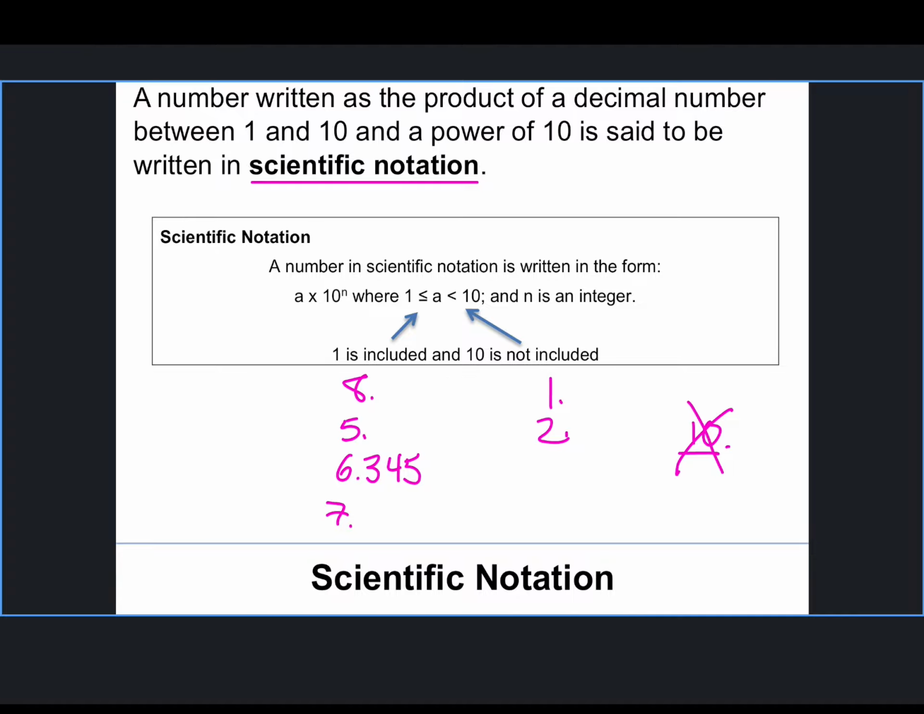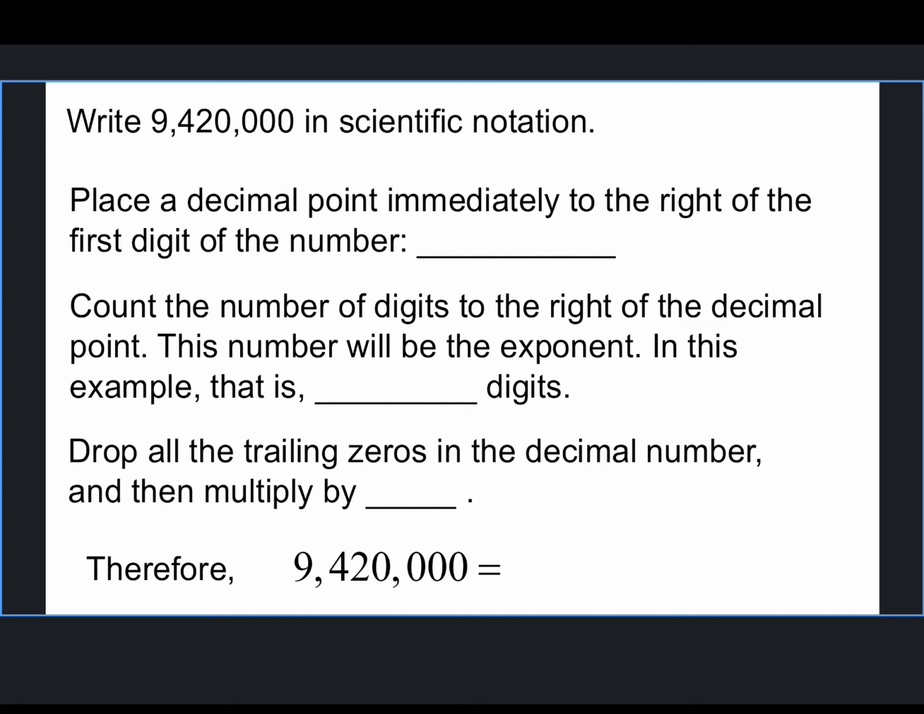So let's start with an example. We want to write 9,420,000 in scientific notation. My first question when I deal with scientific notation is, are we dealing with a big number or a small number? And I think we can all agree that 9,420,000 of anything is a big number, right?